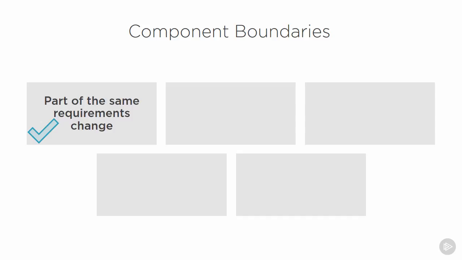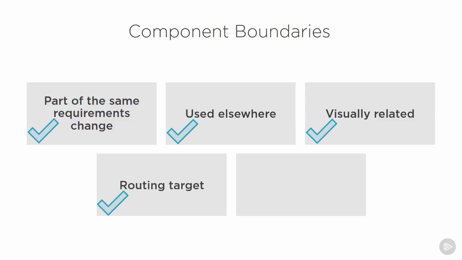It could be from a reuse point of view. What elements could be used elsewhere in the application? Or maybe from a user experience point of view. What elements are visually related on the screen? What elements will be routed to together, keeping in mind any secondary or child routes or named routes in your application? And last, we'll cover this more later when we talk about Angular's change detection, but what elements are going to be changing or not changing together?